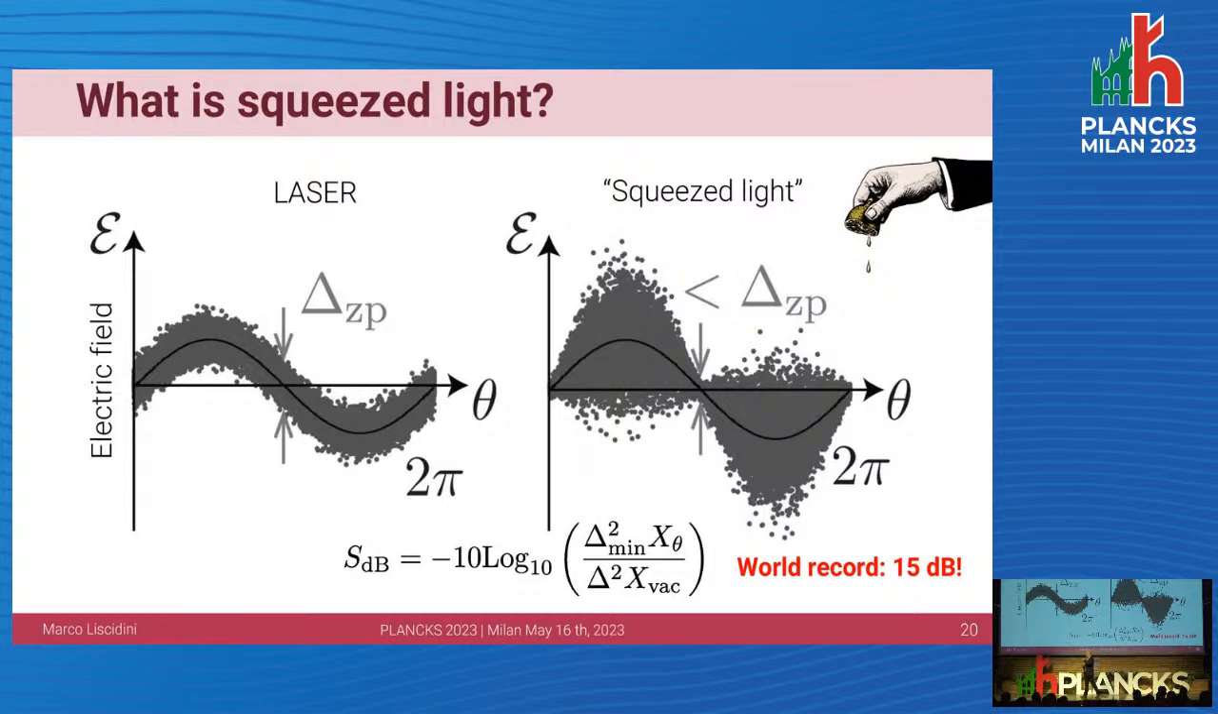And for the people that are not familiar with 15 dB, it means that the ratio between the variances is 36. So the variance of the squeezed light is 36 times smaller than the vacuum, which means that in that picture, the uncertainty on the right is 6 times smaller than the uncertainty on the left. That is the world record, okay? Only 6 times, but it requires an immense amount of effort. We are pushing the quantum limit here, okay? Nothing is easy. Okay, great.